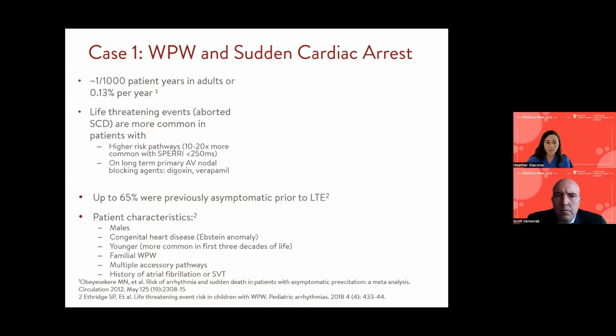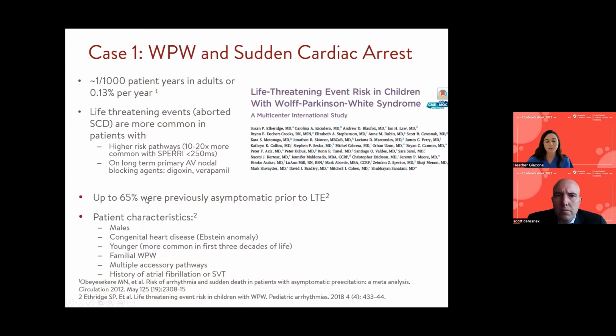And to note, up to about 65% of these patients were actually asymptomatic prior to their life-threatening event. Some patient characteristics: a higher incidence in males, congenital heart disease, younger patients within the first 3 decades, familial WPW, multiple accessory pathways, and a history of atrial fibrillation or SVT.